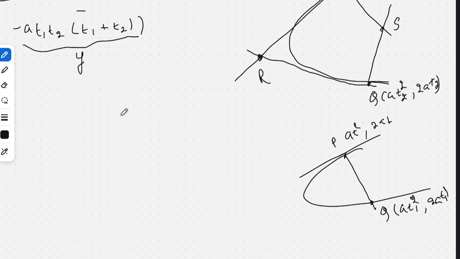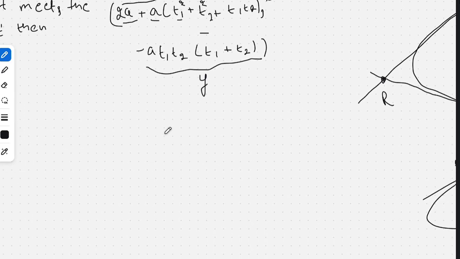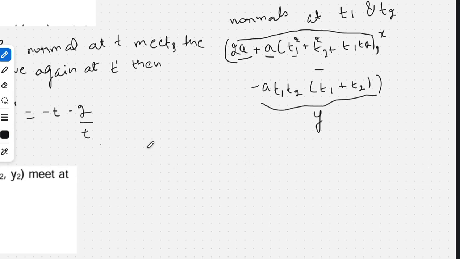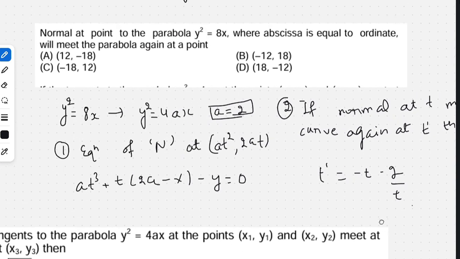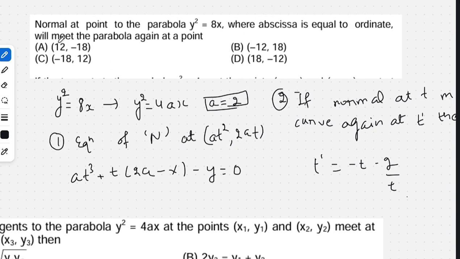So that is how the results are derived. Once results are derived using the manual way, then they are directly used to save time in the exam. Though in the question there is only the normal meeting the parabola again, I just revised all three concepts so that you can solve any questions related to normal in future.